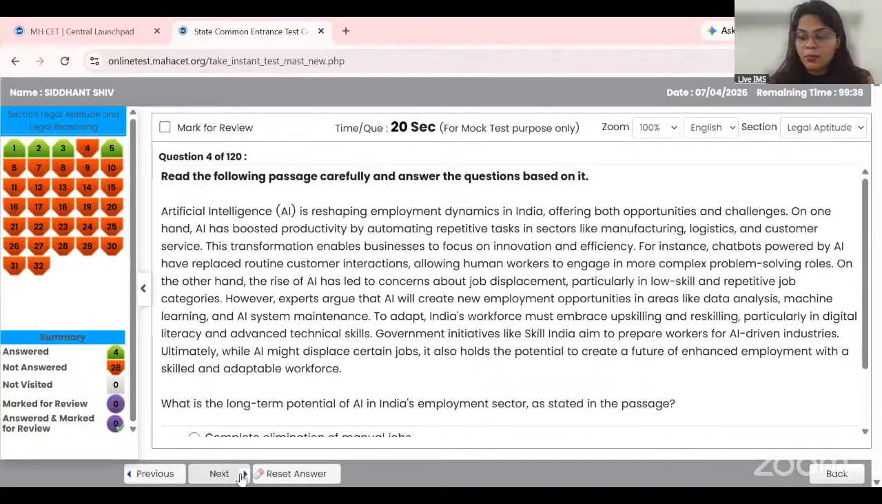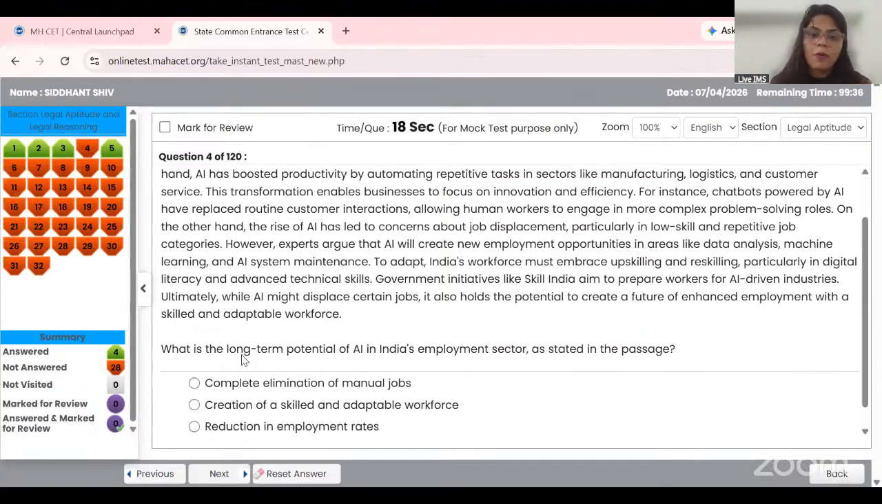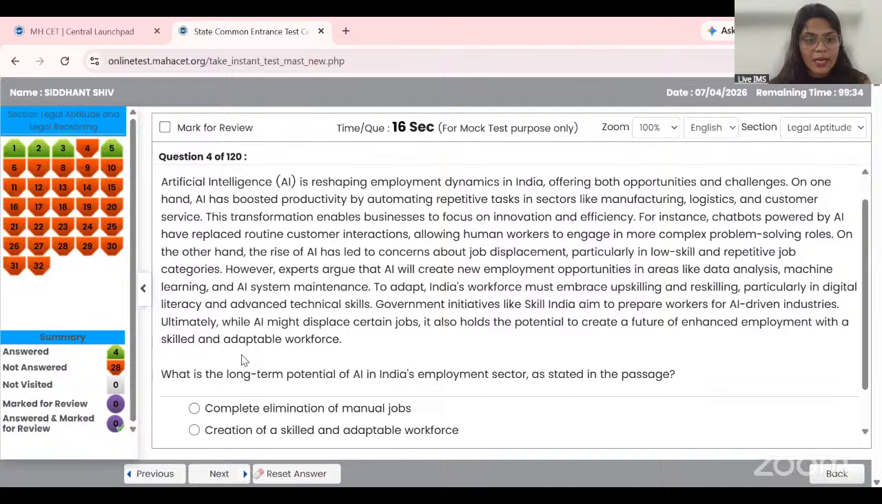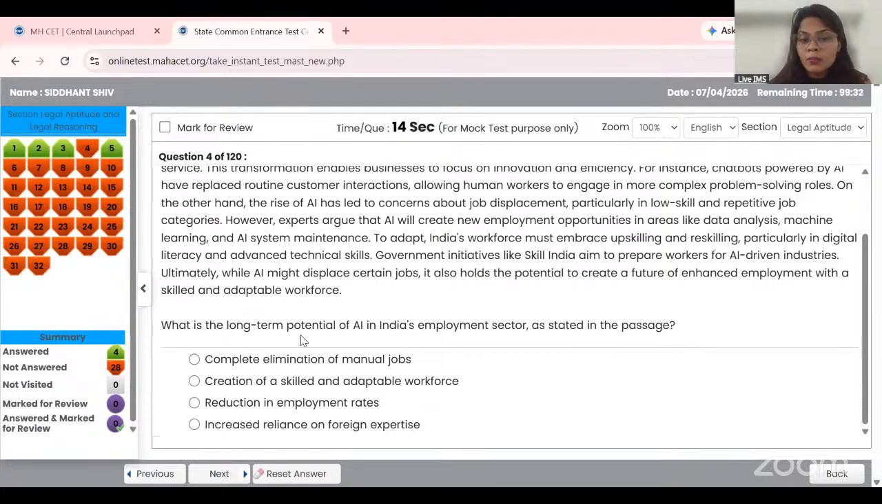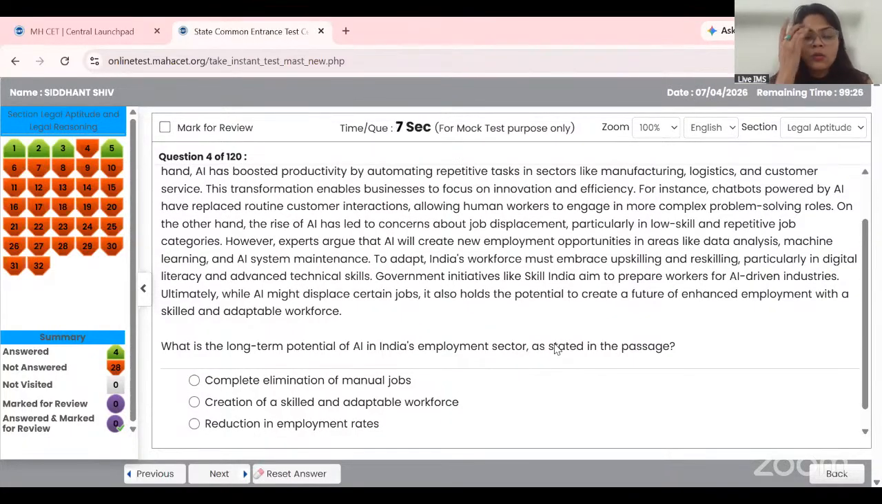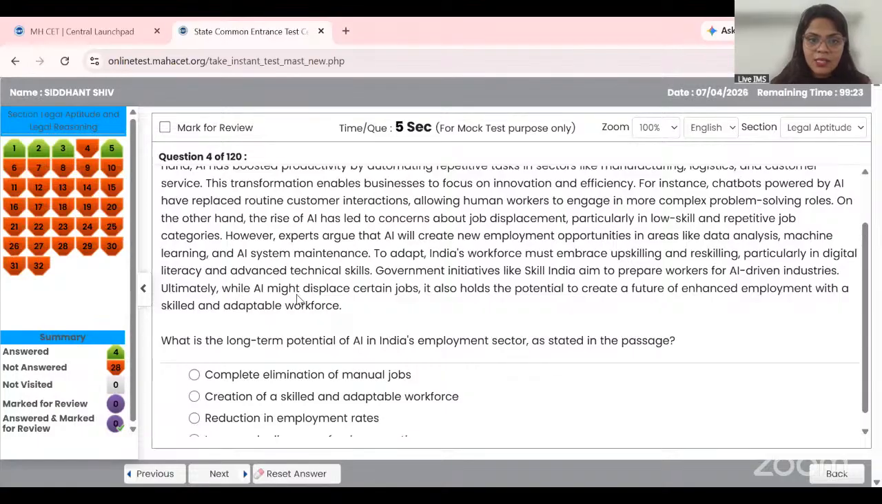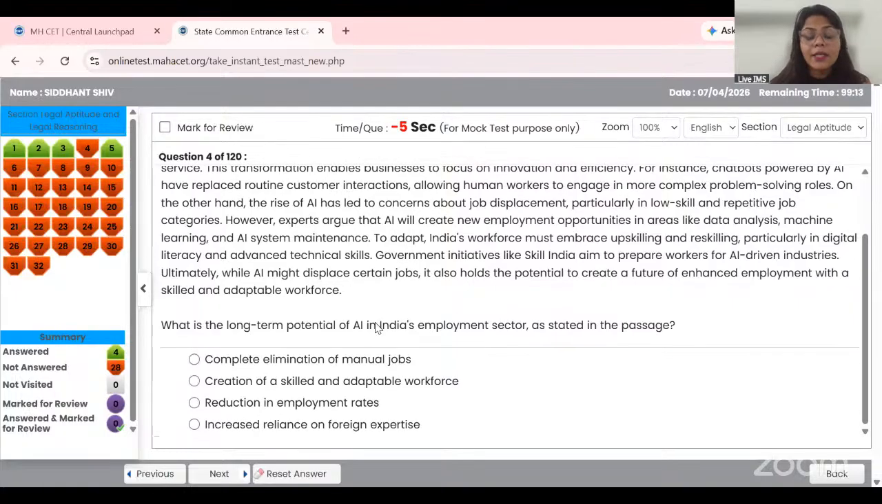So now let us move forward to the next question, or probably the last question for this particular passage. So, what is the long term potential of AI in India's employment sector as stated in the passage? So, it is talking about the long term potential. When we see that, okay, while AI might displace certain jobs, it also holds the potential to create a future of enhanced employment with a skilled and adaptable workforce. So, we have our answer.